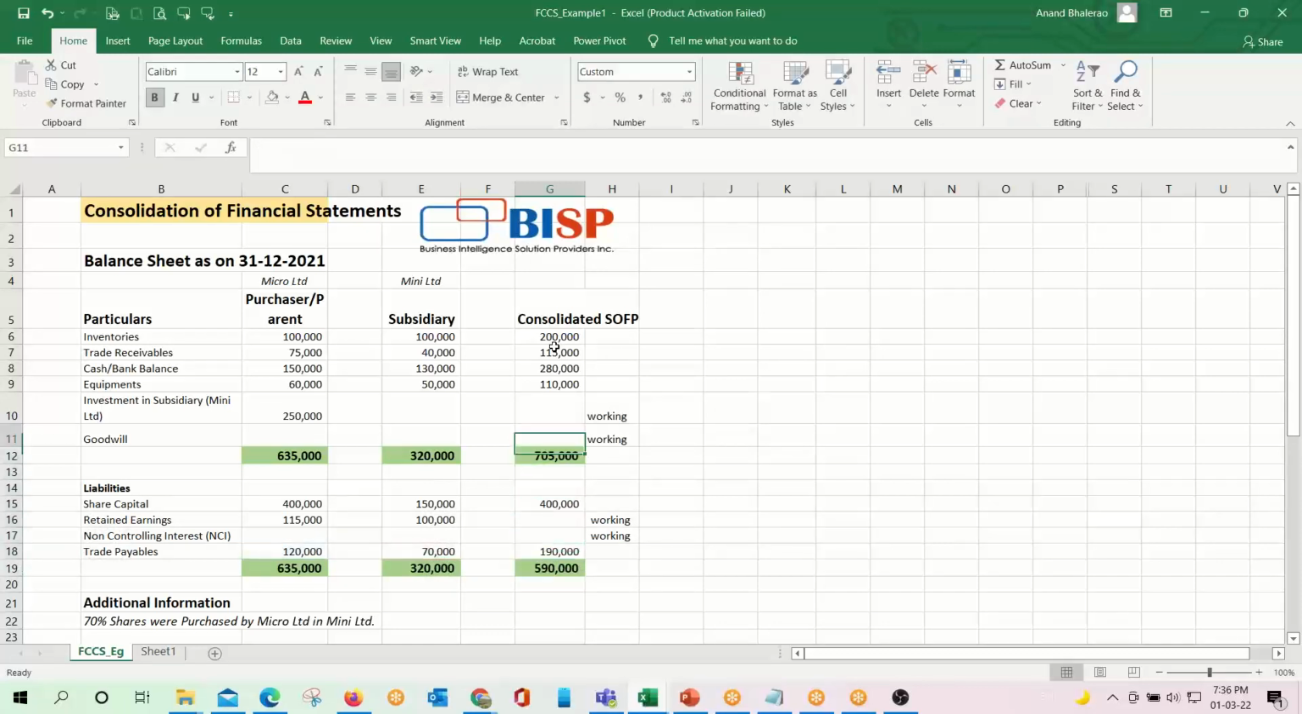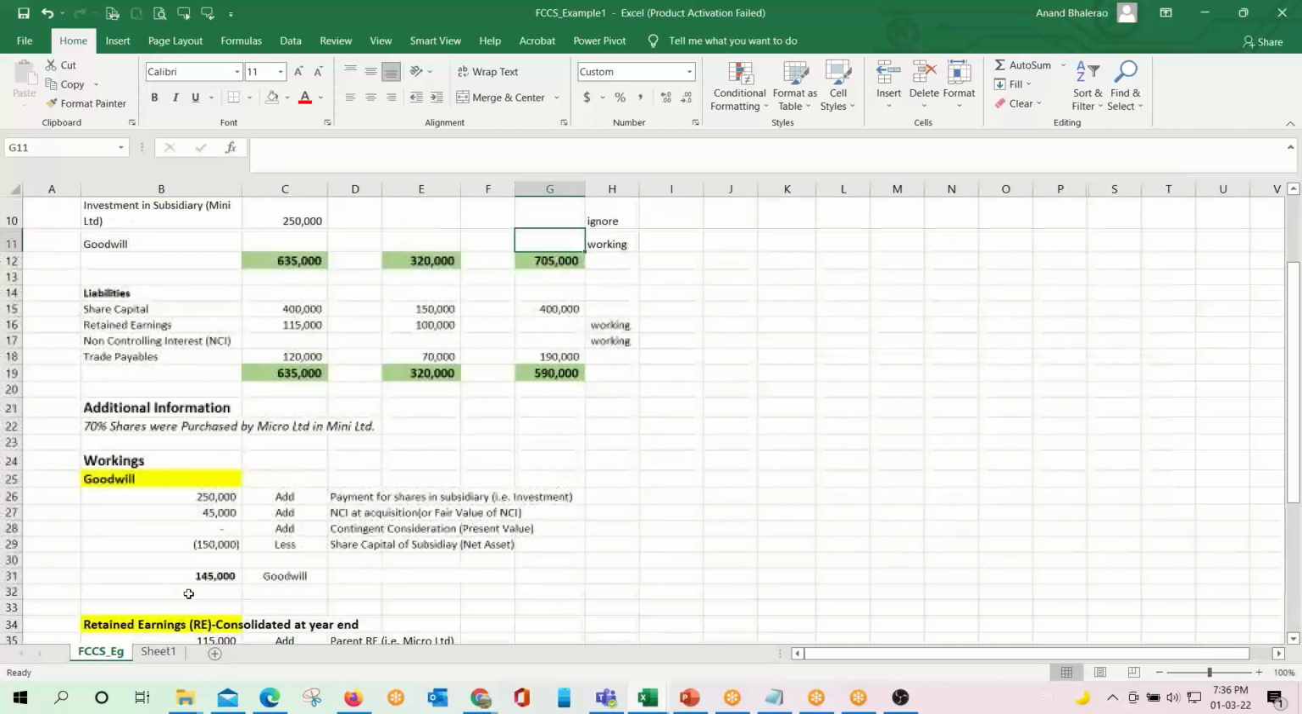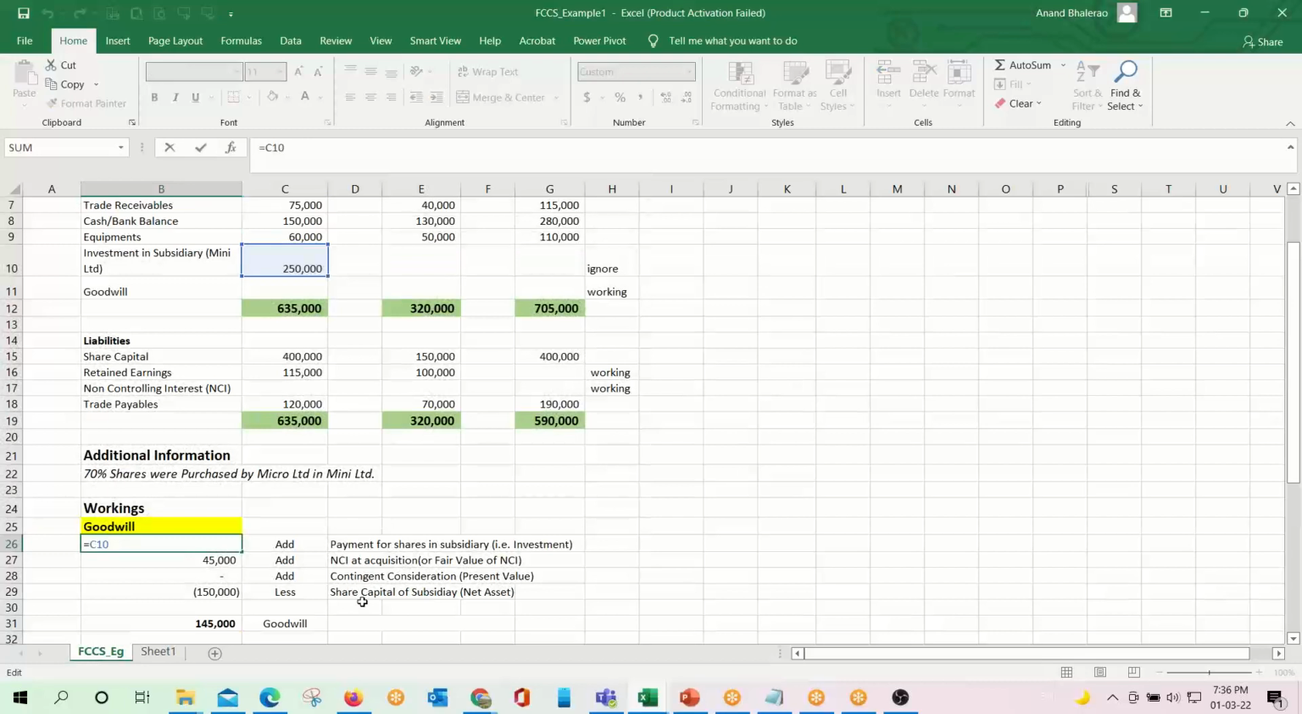The balance sheet is still not balanced, so we will do the working here. Investment in subsidiary, this amount is ignored. And for goodwill, we will be doing the goodwill working here. So this is the purchase price that the parent has paid, that is the investment it has made in its subsidiary, Mini Limited: 2,50,000.